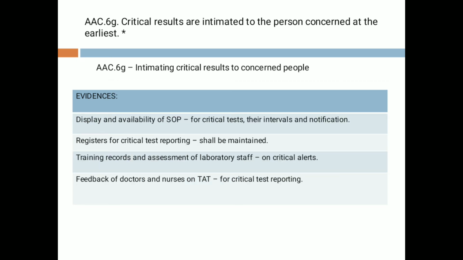Objective element AAC.6g speaks about intimating critical results to concerned people. Evidences: display and availability of SOP for critical tests, their intervals and notification. Registers for critical test reporting shall be maintained. Training records and assessment of laboratory staff on critical alerts. Feedback of doctors and nurses on TAT for critical test reporting.